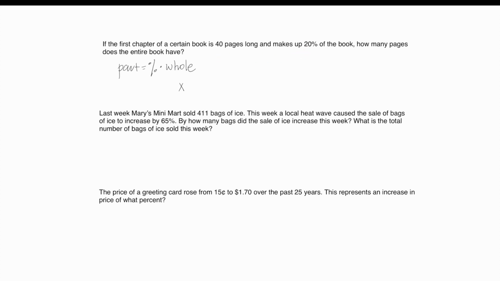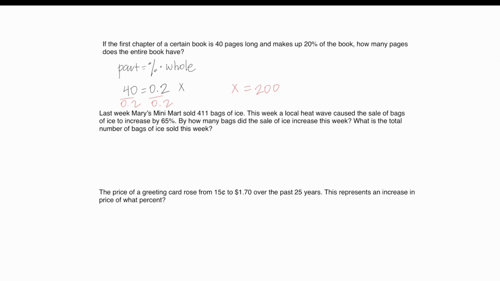So I'm going to put 40 pages for the part and 0.2 for the percent, and then to find x, you simply divide both sides by 0.2. So x is 200 pages. Okay, let's look at the next example.